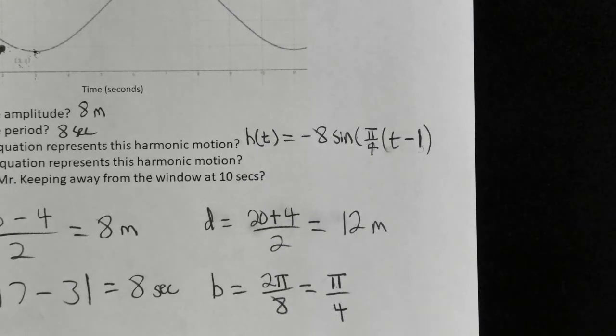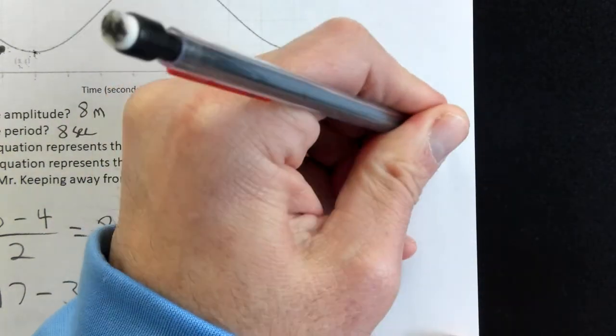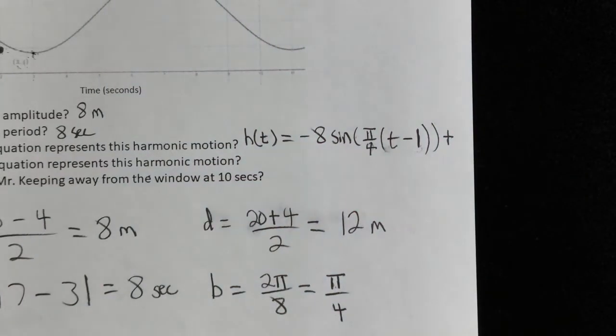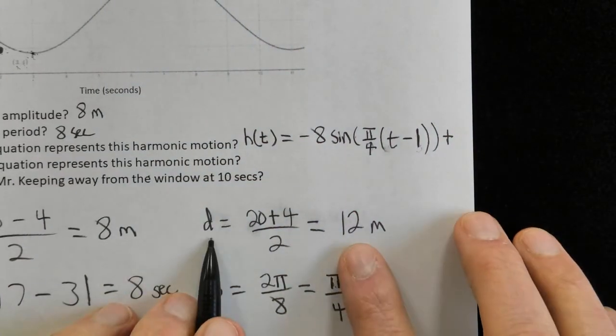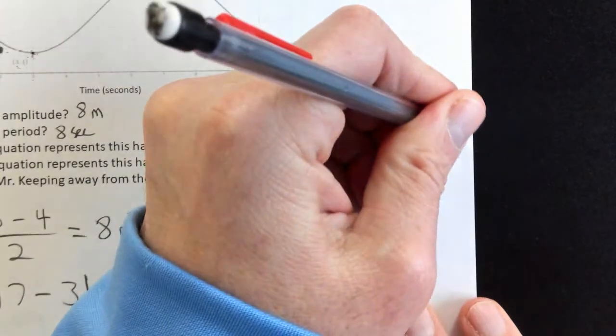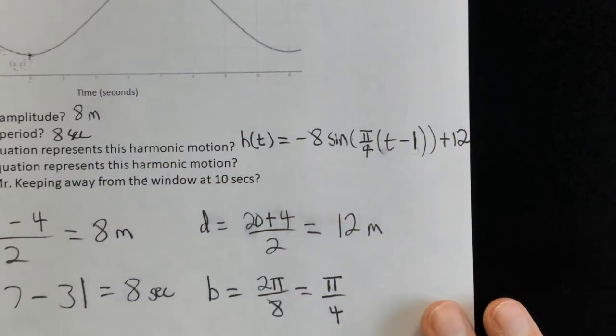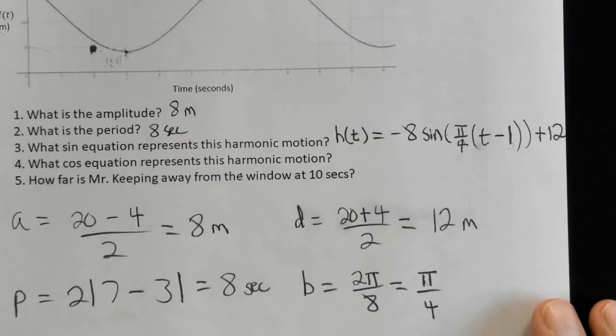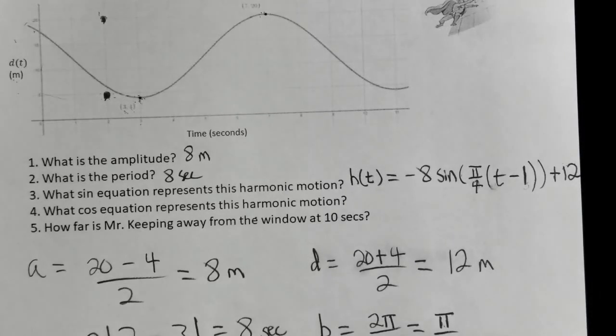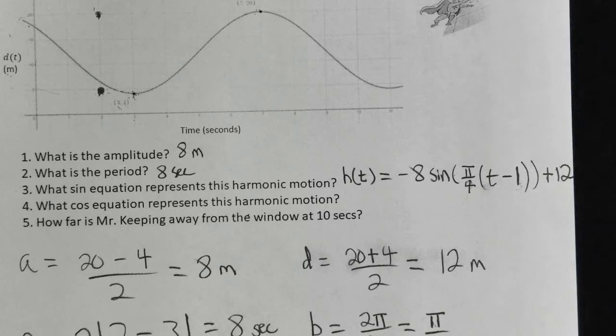Let's see. In order to finish it, it's not too difficult. I just need to add on my vertical shift to the end of it, plus 12. And then there's the equation. Now, let's go ahead and write the other equation, and then we'll graph them to make sure that they match like they're supposed to.